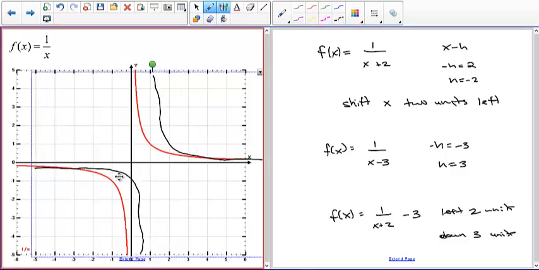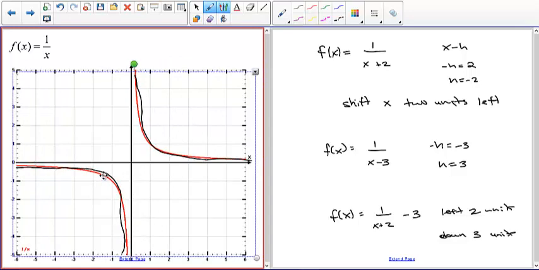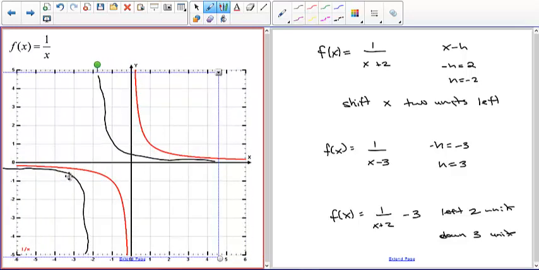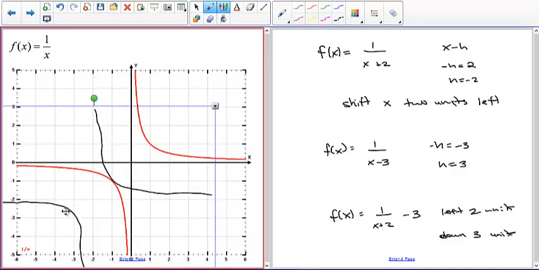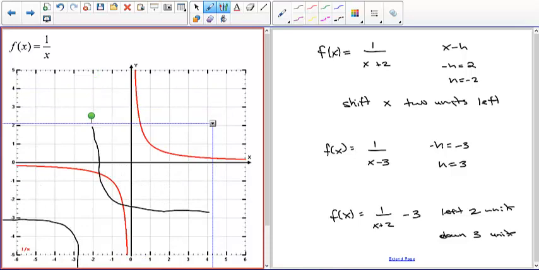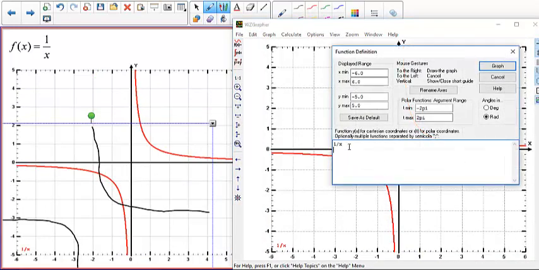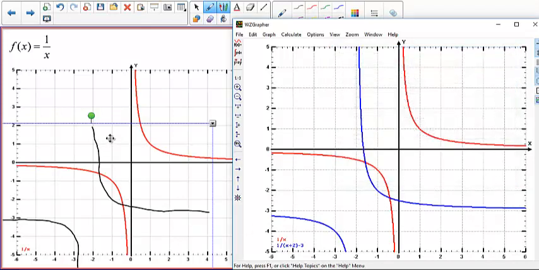So here's the parent function. Move 2 units to the left, and then move it down 3 units. So 1, 2, 3. And again, let's just check this out. So what we have is 1 divided by, and put in parentheses, x plus 2, minus 3. And let's see what it looks like. So there it is. You can see that it's the same as that.